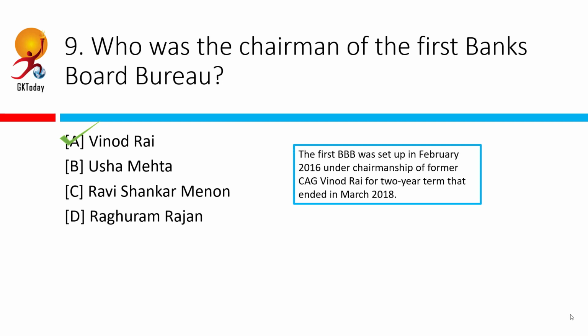years term that ended in March of 2018. Bhanu Pratap Sharma is the new chairman of the Mumbai-based bureau, and it is housed in RBI's central office in Mumbai. The BBB was the part of Indradhanush plan of the government.